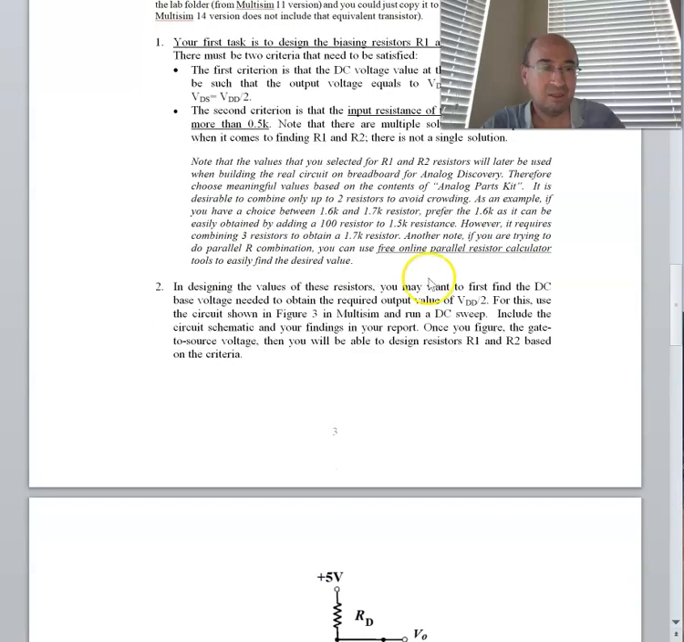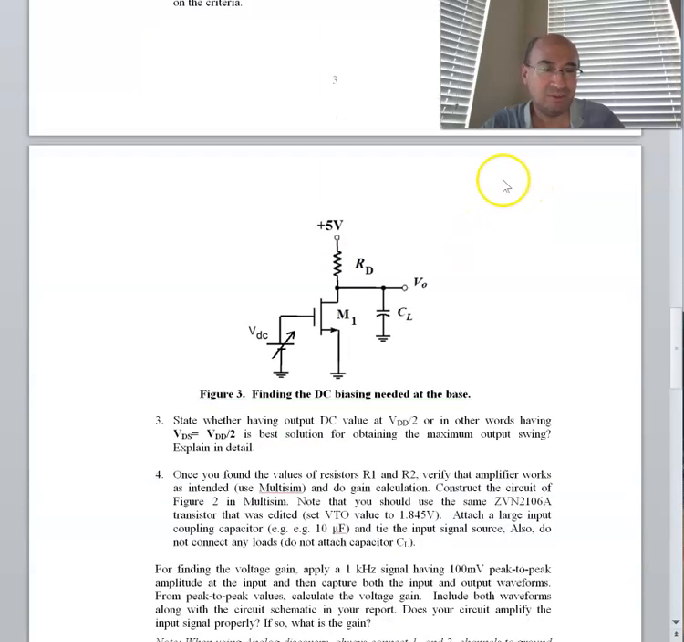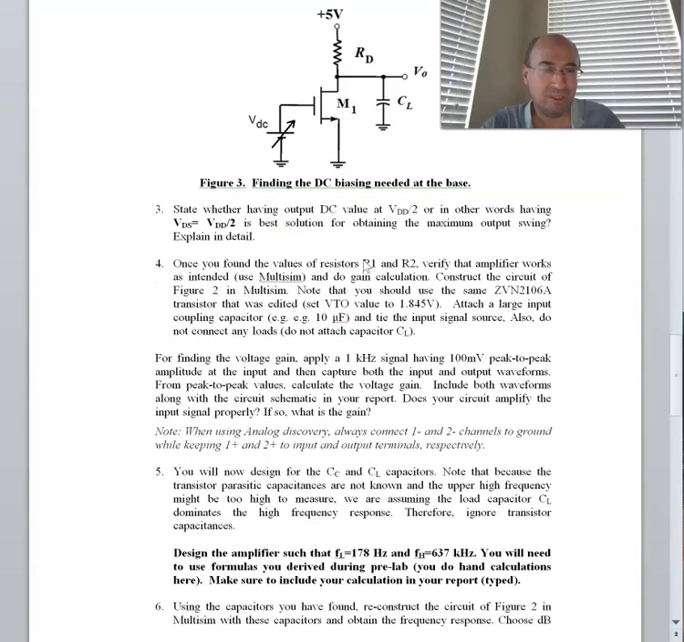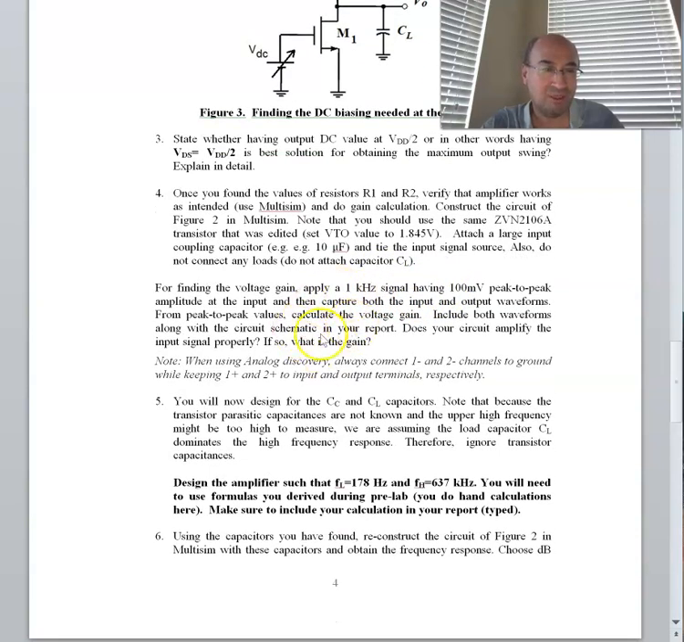Once you find R1 and R2, the next task would be to verify if the amplifier works as an amplifier. So you put a small AC signal at the input, and then you should give me the waveforms showing I got this much gain. You need to report on the gain. If you're getting something less than 1, obviously something is wrong. It has to be a lot greater, maybe 5, maybe 8, I'm not sure, but it has to be much greater than 1.